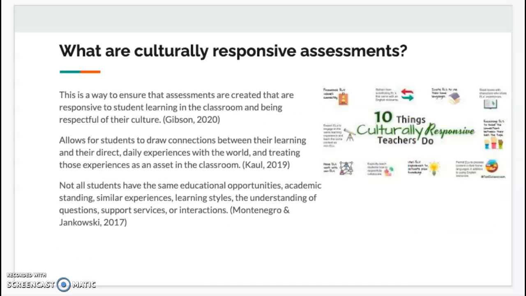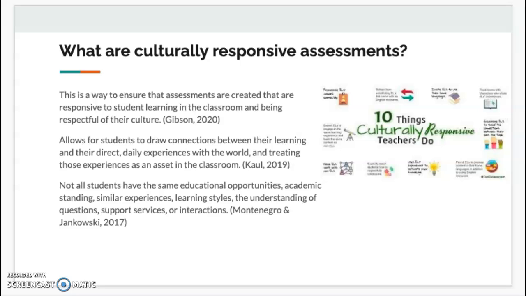What are culturally responsive assessments? This is a way to ensure that assessments are created that are responsive to learning in the classroom and respectful of students' culture. It allows students to draw connections between their learning and their direct daily experiences with the world, treating those experiences as an asset in the classroom.